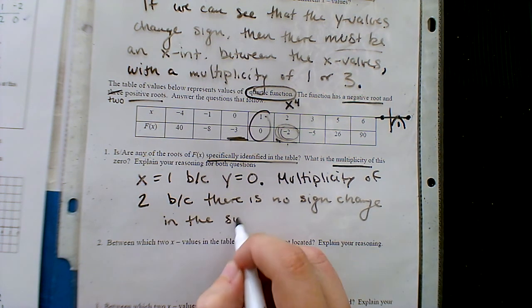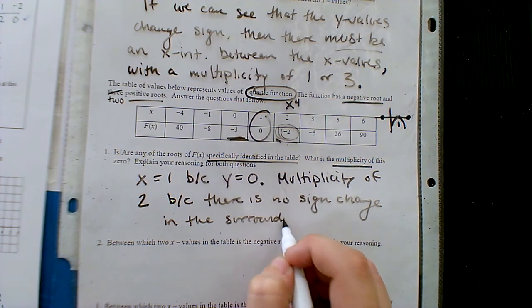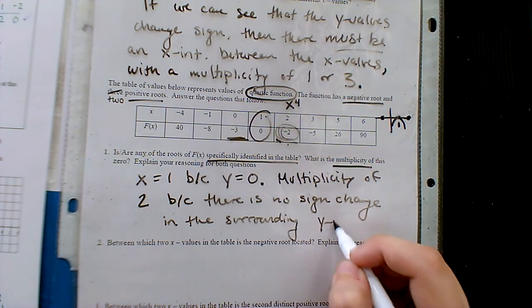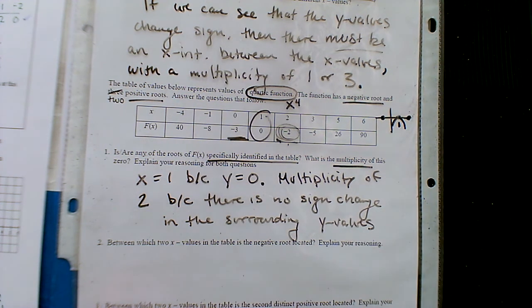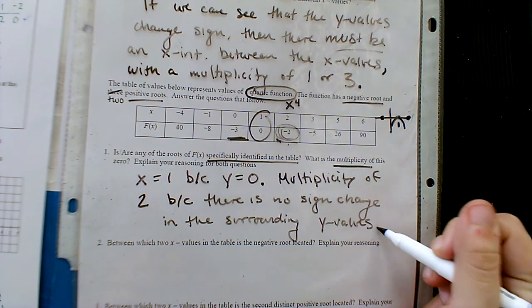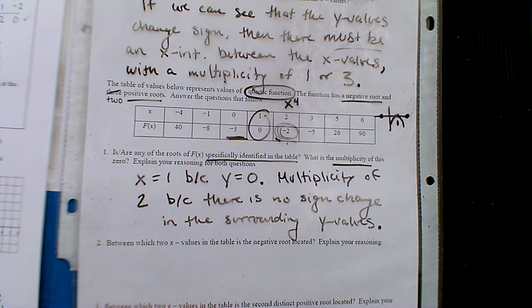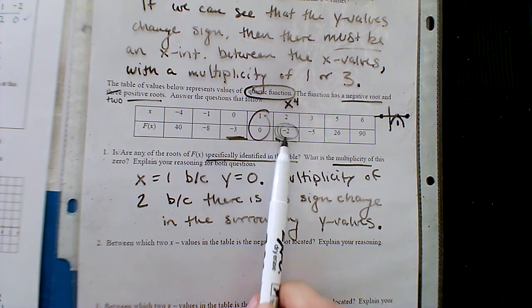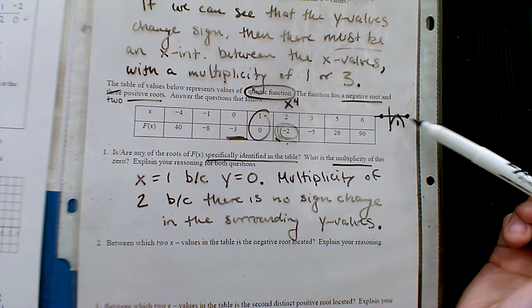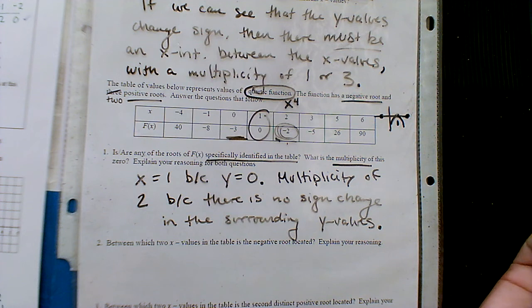in the surrounding y values. We picked a point on the left and a point on the right, and we saw that they were still the same sign. Can we see that? Can we make that connection from the table to a graph visually?